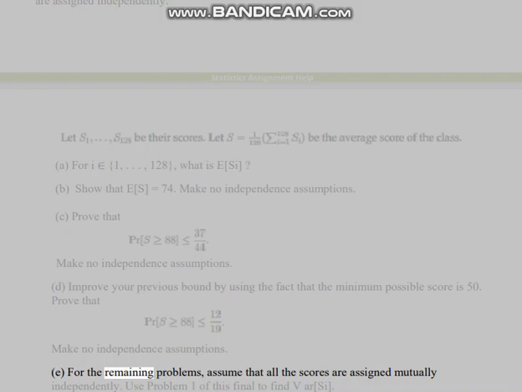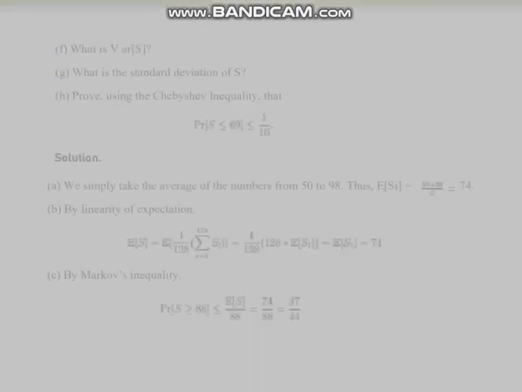E. For the remaining problems, assume that all the scores are assigned mutually independently. Use problem 1 of this final to find VAR[C_i]. F. What is VAR[S]? G. What is the standard deviation of S? H. Prove, using the Chebyshev inequality, that.